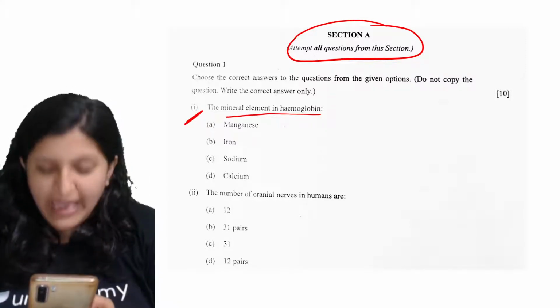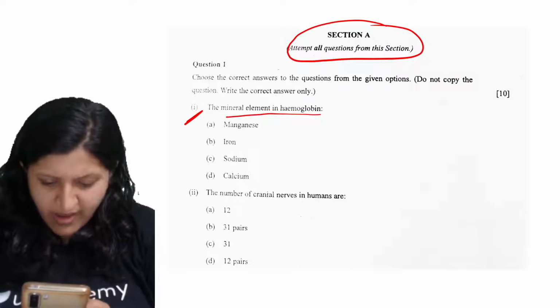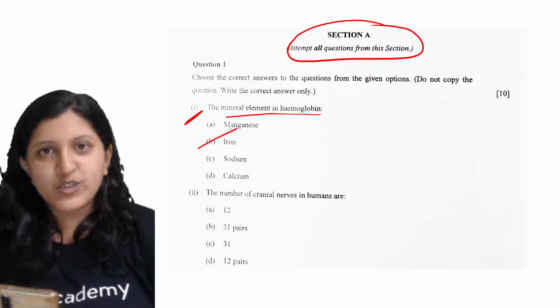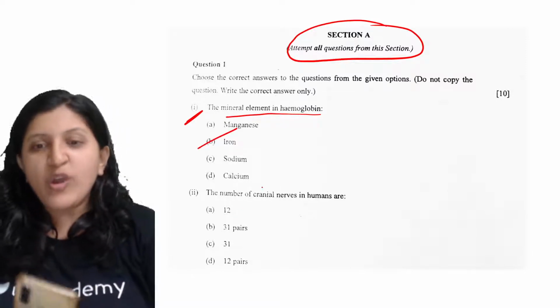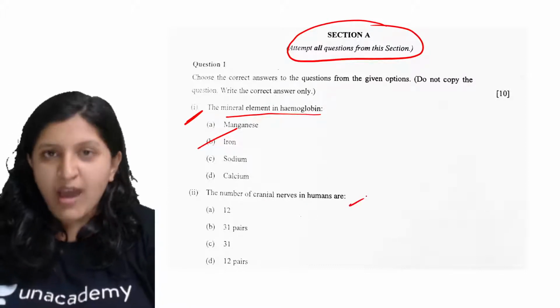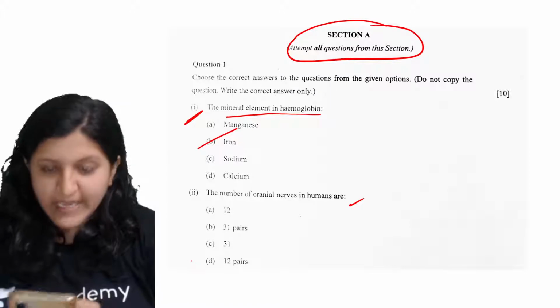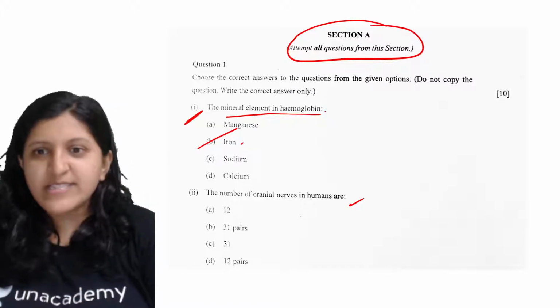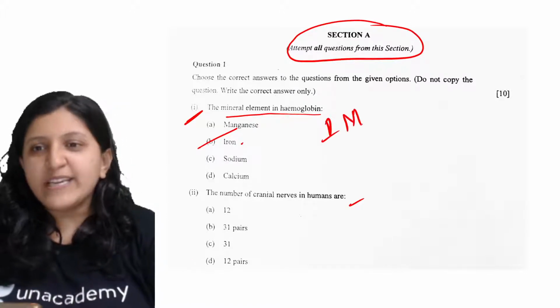What have you answered for this one? Shaurya has given B, so this is iron. This is B itself. Moving on to the next one: the number of cranial nerves in human are. How many cranial nerves are there? All of you have given B as the answer, so you got 1 mark here.